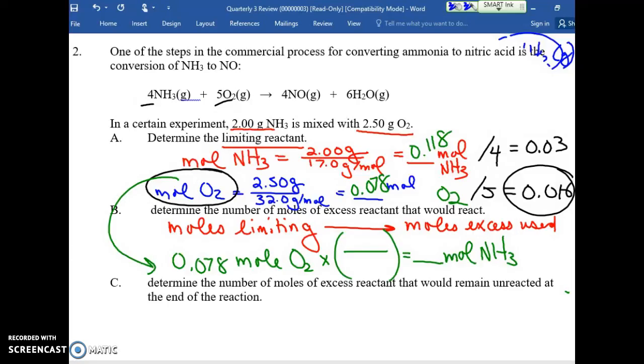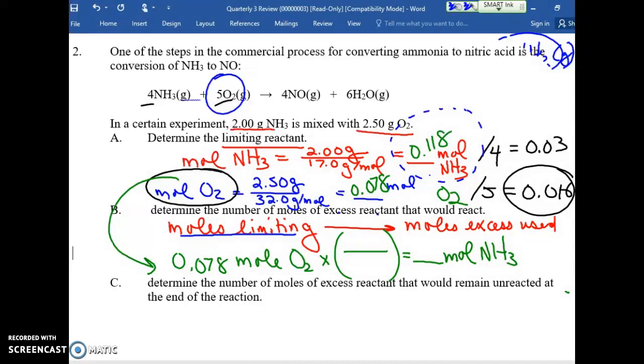B asks for the number of moles of excess reactant that would react. Now, remember, we know how much excess we have. We have 0.118. We don't use all of it. I want to figure out how many moles of this I actually use. So, notice I have to base that on the amount of limiting reagent that I use. So I need a conversion factor to take me from O2 to NH3. Go to the recipe, my friends.